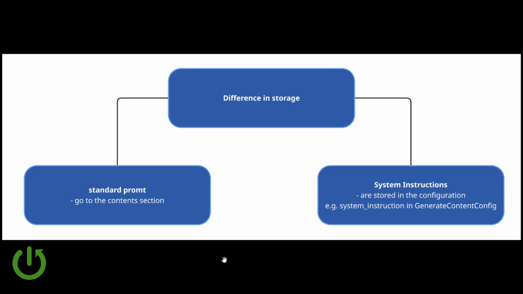The next important thing is a difference in storage, because a standard prompt goes to the content section, and the system instructions are stored in the configuration. For example, as you can see, the system instruction parameter is stored inside what we call GenerateContentConfig. We will see that in the Python example that I will show in a minute.